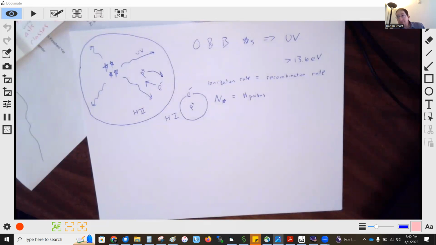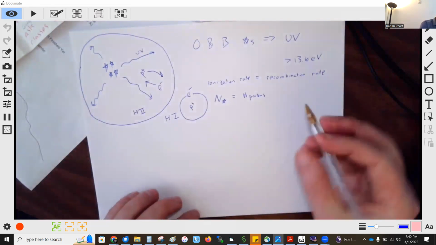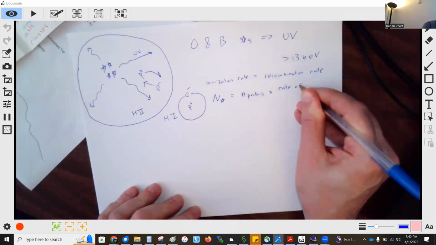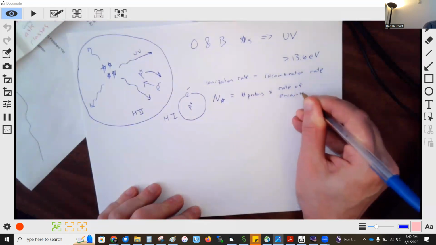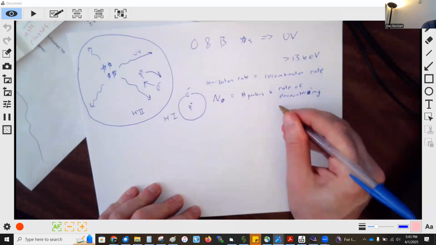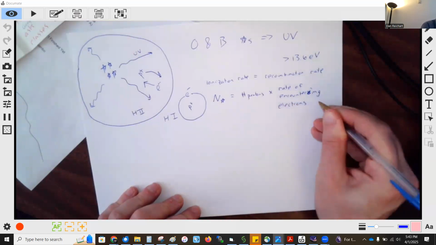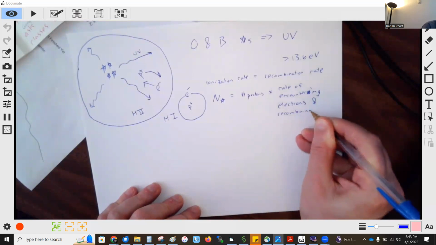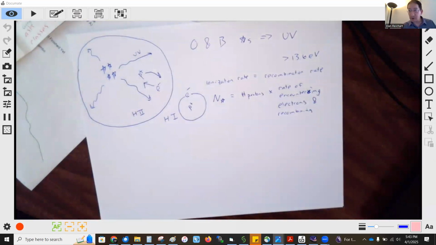And to recombine, you need to have a proton, so it's going to depend on the number of protons. And then by that, you multiply the rate of encounters, let's say rate of encountering electrons and recombining. So we're taking it in steps. First, you have to have a proton, and then you have to encounter an electron, which will happen at some rate, and then the encounter needs to lead to a recombination.